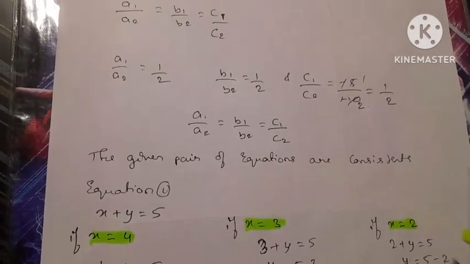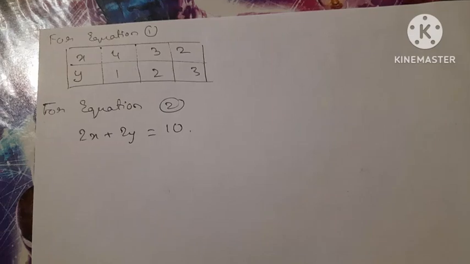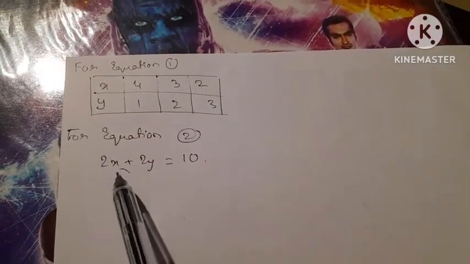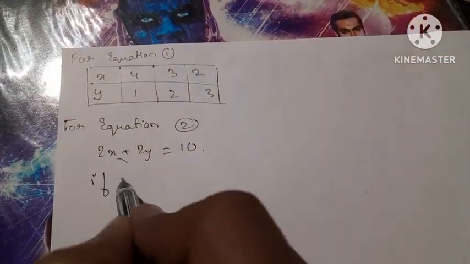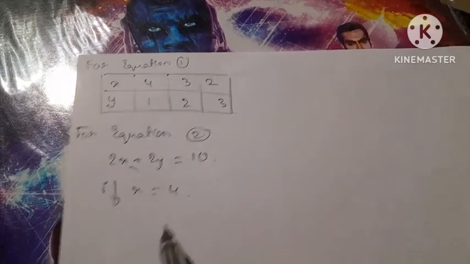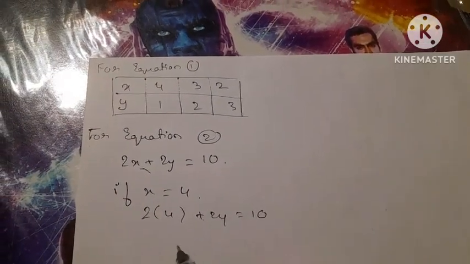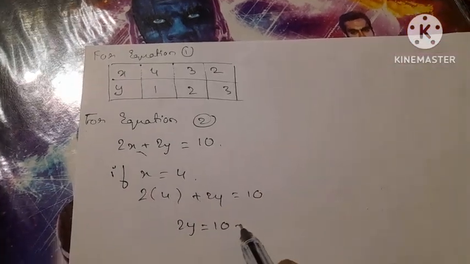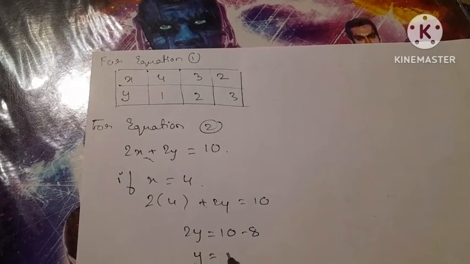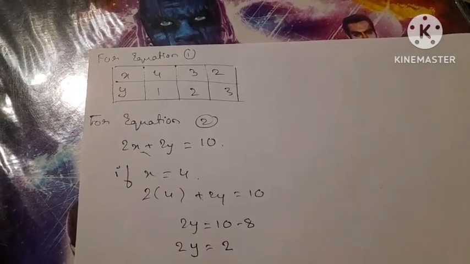Okay. I will similarly solve for equation 2. I just wrote the coordinates in the box format. Now for equation 2, the equation is 2x plus 2y equal to 10. Here similarly, if x is equal to 4, then 2 into 4 plus 2y equal to 10. 2y equal to 10 minus 2 into 4, which is 8. 8 if we send here, it will be minus. So 2y equal to 10 minus 8, 2. So y equal to 1. 2 cancels.